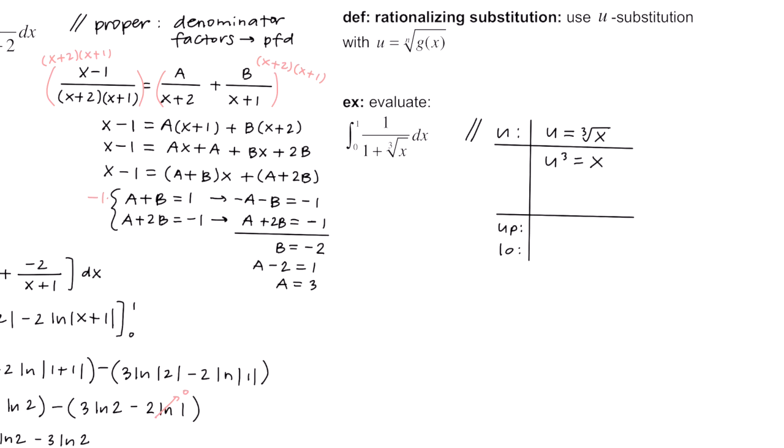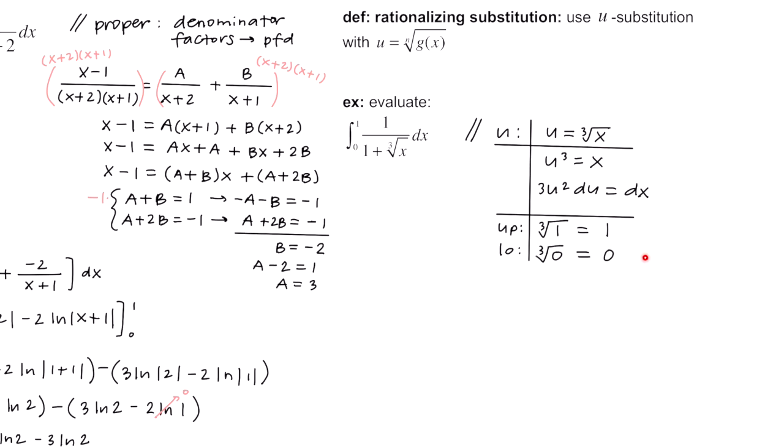Now we're going to take the derivative of both sides. The derivative of u cubed is going to be 3u squared, and then I'm going to write du. The derivative of x is 1, but then I'm going to put dx. And then next, we're going to change our upper and lower limits. So we're going to take this 1 and plug it in for x, and you just get 1. Then we're going to take 0 and plug it in for x, and you get 0.